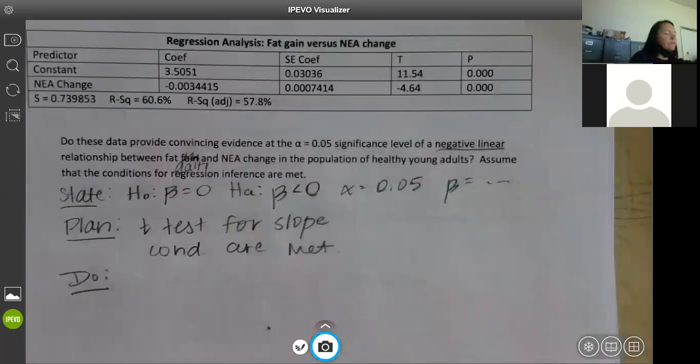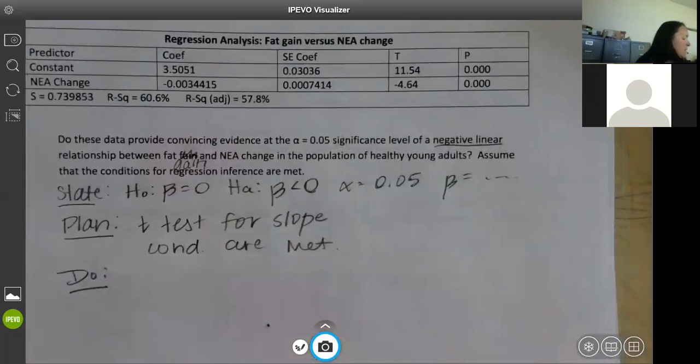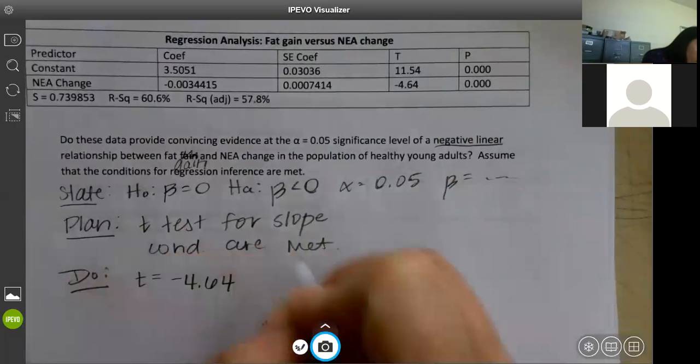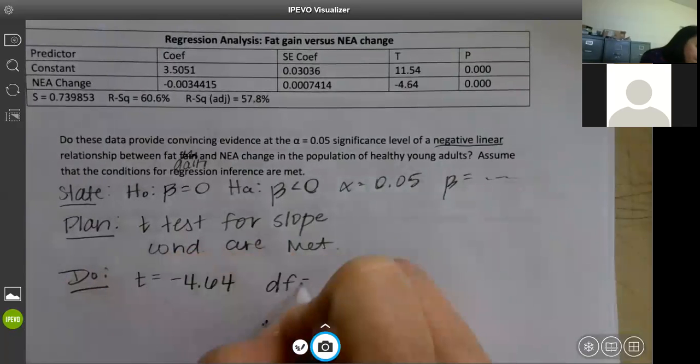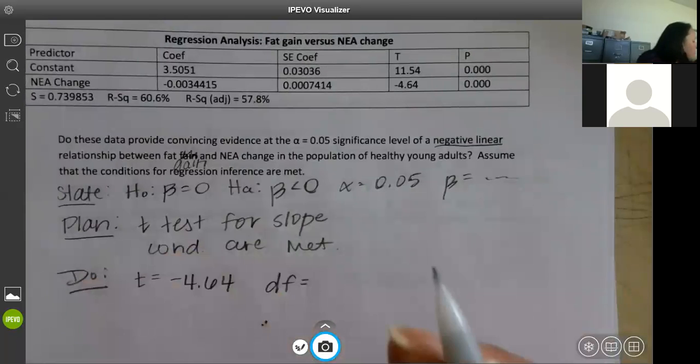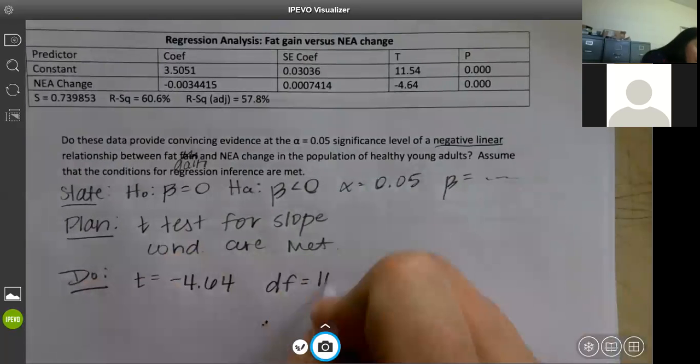We need three things: your T, your P, and your degrees of freedom. So what is your T value in this one? Maybe 4.60. What's your degrees of freedom? Whatever it was, I don't remember what it was. There were 16 people. So 14.